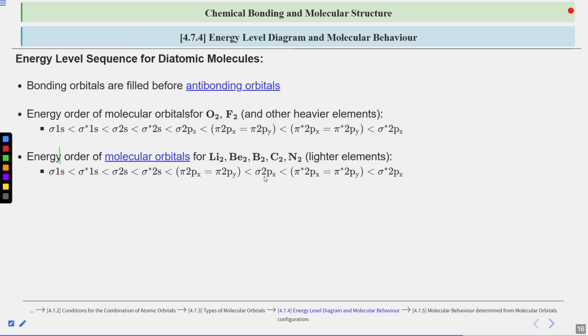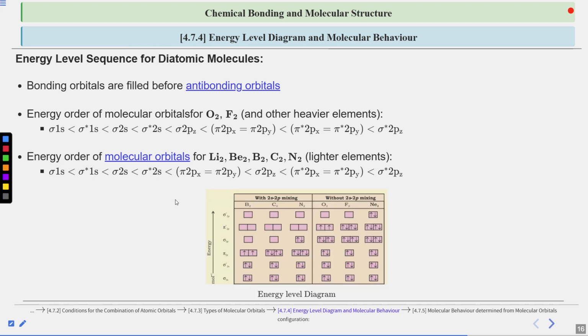Now, let us try to see all of this in a single diagram. So this is your diagram. Before the B2, C2 and N2, which is boron molecule, carbon molecule and nitrogen molecule, we have the order of sigma 2s, sigma star 2s, then pi 2p, sigma 2p, pi star 2p and sigma star 2p. But after nitrogen, starting from oxygen, we will have sigma 2s star. Okay. Then the order will change here a little bit. Okay. We will have sigma 2p, sigma 2pz.